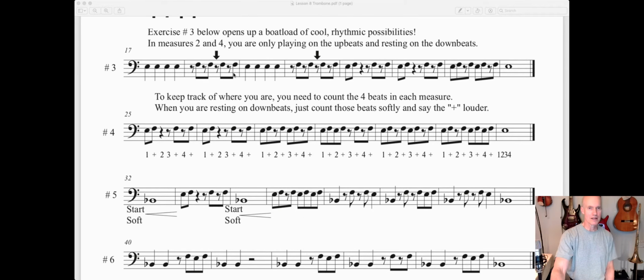As I say, exercise 3 below opens up a boatload of cool rhythmic possibilities. So right here, and you'll see what I'm talking about. We're just playing straight quarter notes here on the beat in measure 1. 1, 2, 3, 4. Now in this measure, the cool measure, we're going to rest on the downbeats and only play on the upbeats. Rest on the downbeat, play on the upbeat, rest on the downbeat, play on the upbeat.